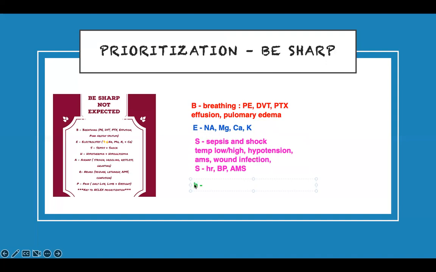And the H talks about hypothermia. Like I told you, a patient who is hypothermic is a cardiac problem. I'm talking about like 96, temperature of 96, 95. You should start thinking, this is not normal. I need to do something about it.